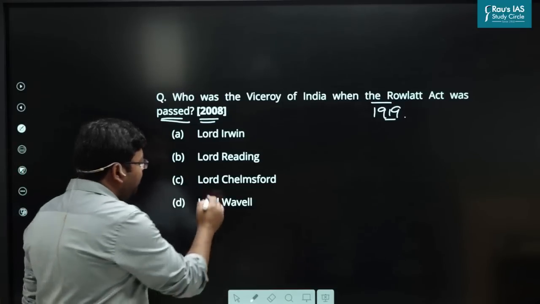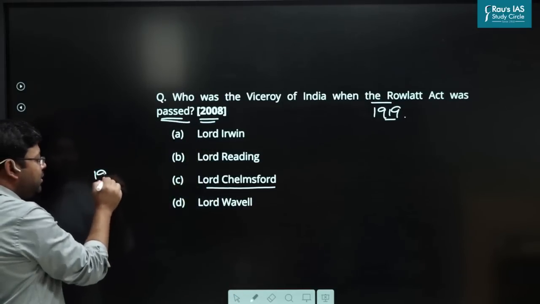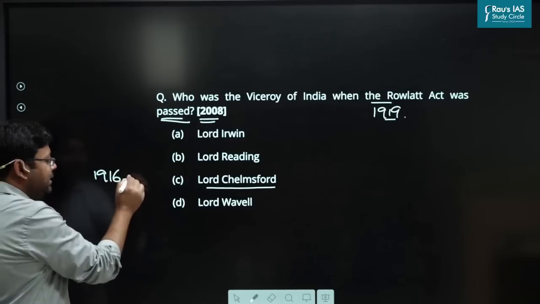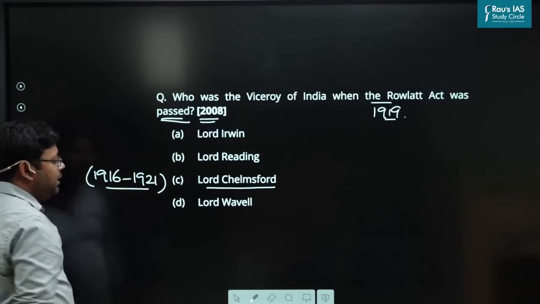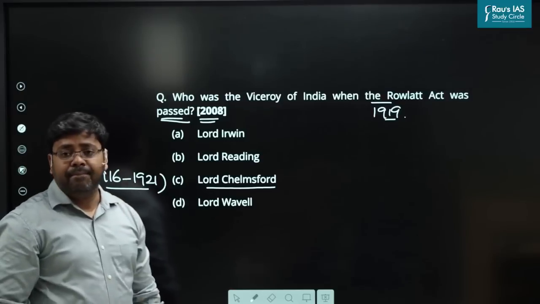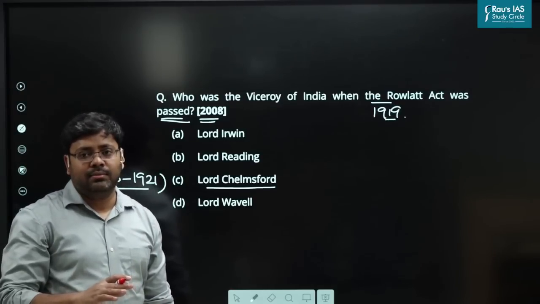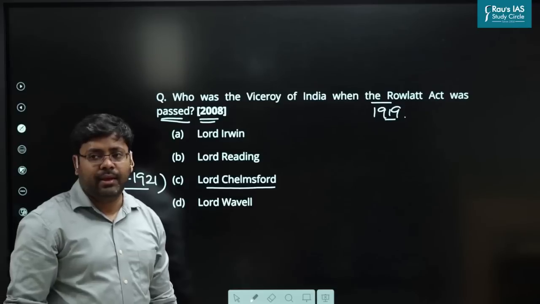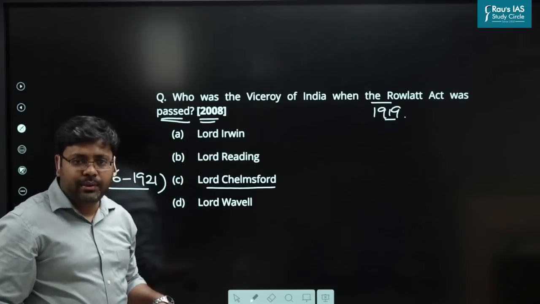And this was the time of Lord Chelmsford. The time period of Lord Chelmsford was, as the Viceroy, 1916 to 1921. That was the time period of Lord Chelmsford. Why did the British come up with the Rowlatt Act? That is also a question. What was the situation in 1919 in the Indian national movement?